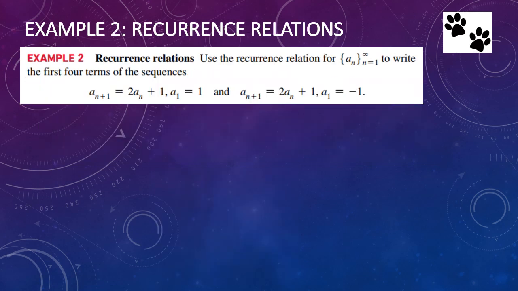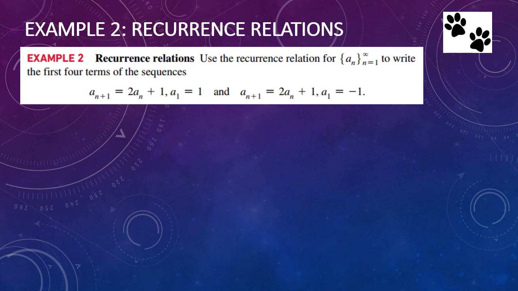So now let's try example 2, recurrence relations. Use the recurrence relationship for a sub n to write the first 4 terms of the sequences a sub n plus 1 equals 2 times a sub n plus 1, where a sub 1 equals 1, and a separate sequence a sub n plus 1 equals 2 times a sub n plus 1, where a sub 1 in this case equals -1.